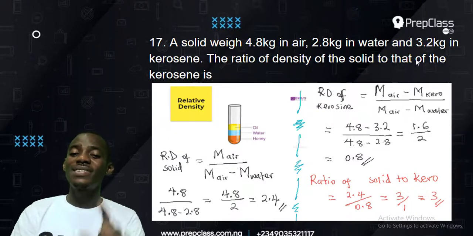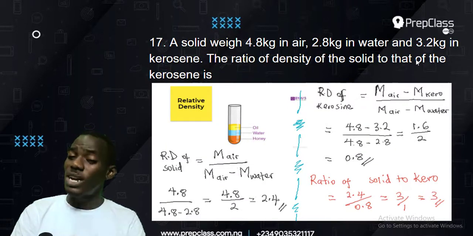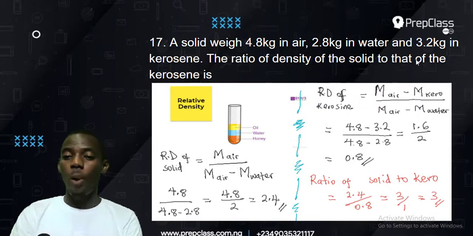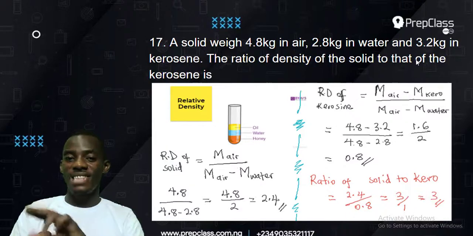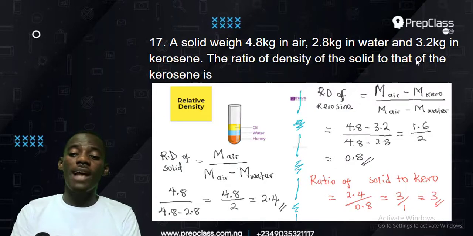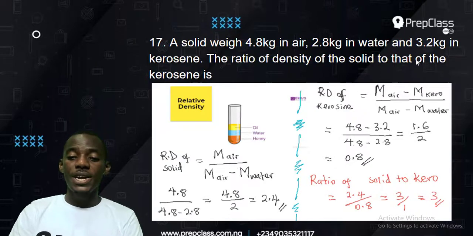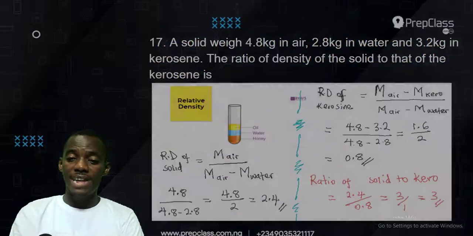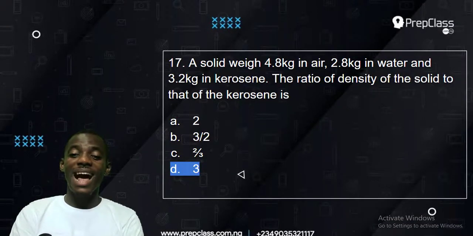Now, the question said the ratio of density of the solid, that is 2.4. Ratio means over, that's division. Divided by that of kerosene, that's 0.8. If you divide 2.4 by 0.8, you'll be getting 3 over 1. And that will give me my answer as 3, right? So that means that the answer is option D, and that is straightforward, right?